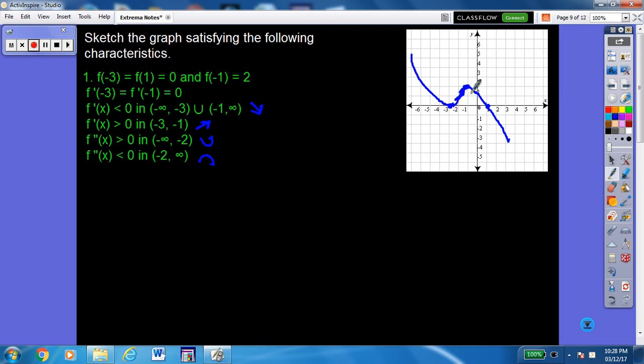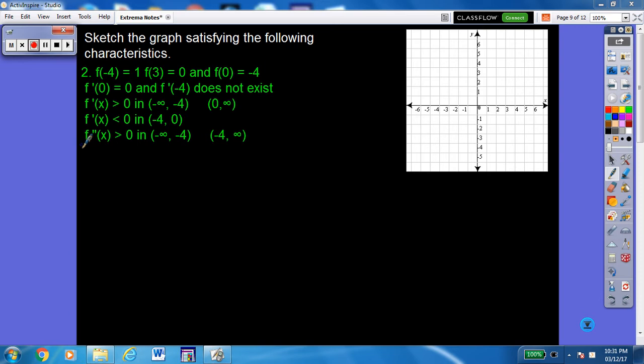It's a little hard to draw with this pencil, but I think in general I have the shape of the graph pretty well. So the inflection point is happening at -2, and that's it. This is my graph. I'm going to show you a second example, and I'll go ahead and pause and set that up for you.